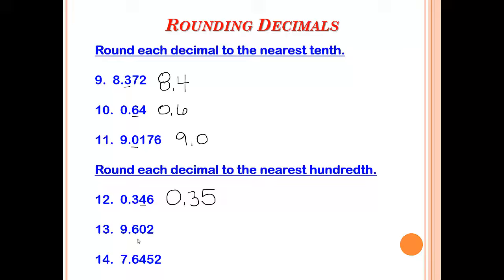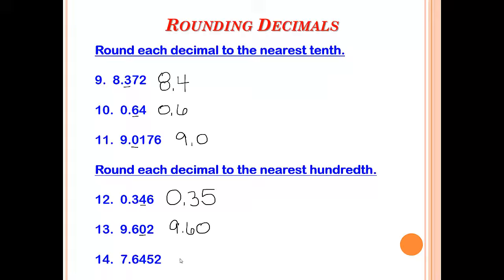For number 13, we have 9.602, or 9 and 602 thousandths. We need to identify the number in the hundredths place, which is the 0. We will look at the number behind that 0, which is a 2. Since this is less than 5, we're going to keep the number in the hundredths place the same, so we're going to keep it a 0. So we're going to have 9.60.